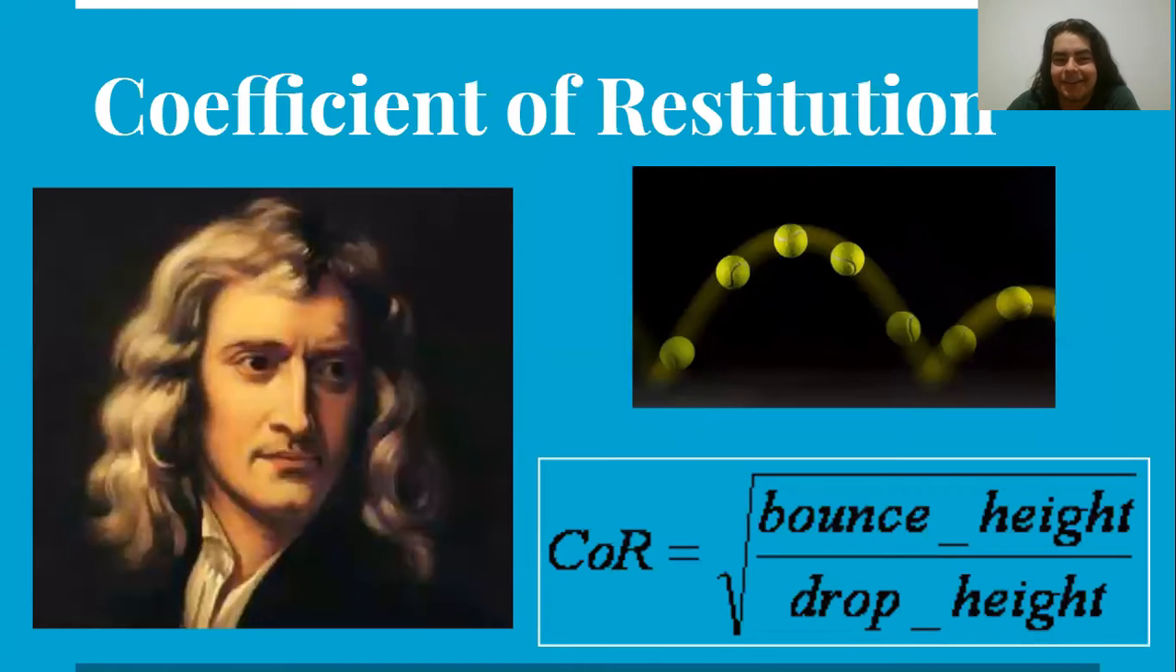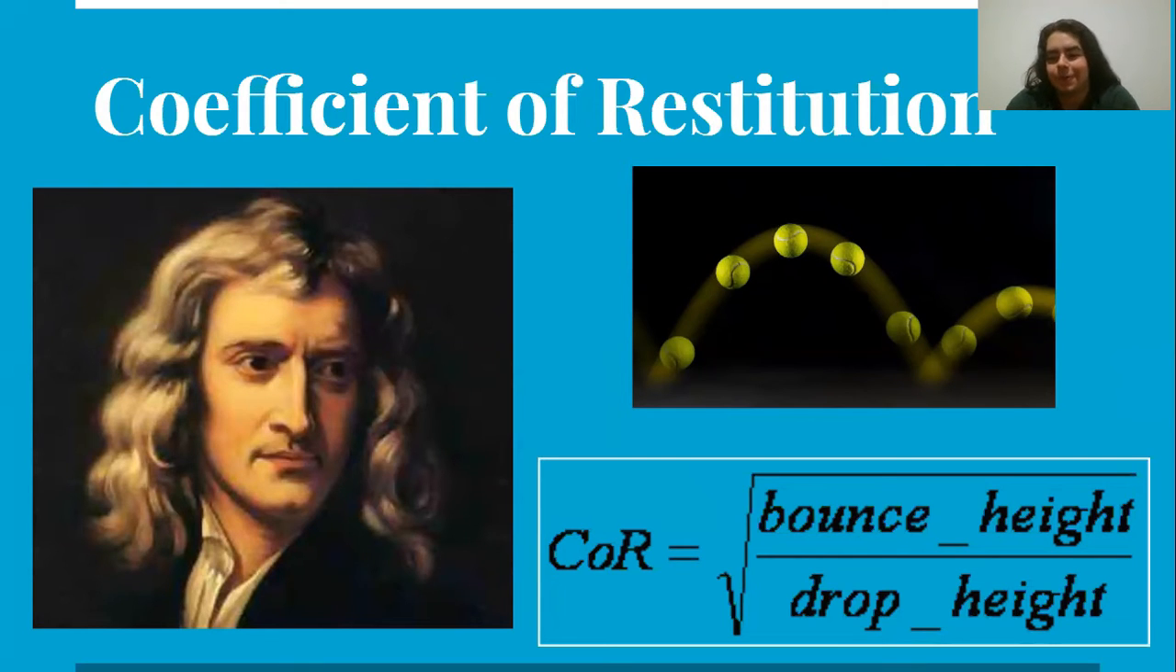And this thing is the coefficient of restitution, which comes from Isaac Newton's law of restitution. This law basically states that after a collision, the speeds of the objects that collided depend on the materials they were made of. And when taking this to a bouncing ball situation, how high a ball bounces depends on the material of the ball and the material of the surface it collides with.